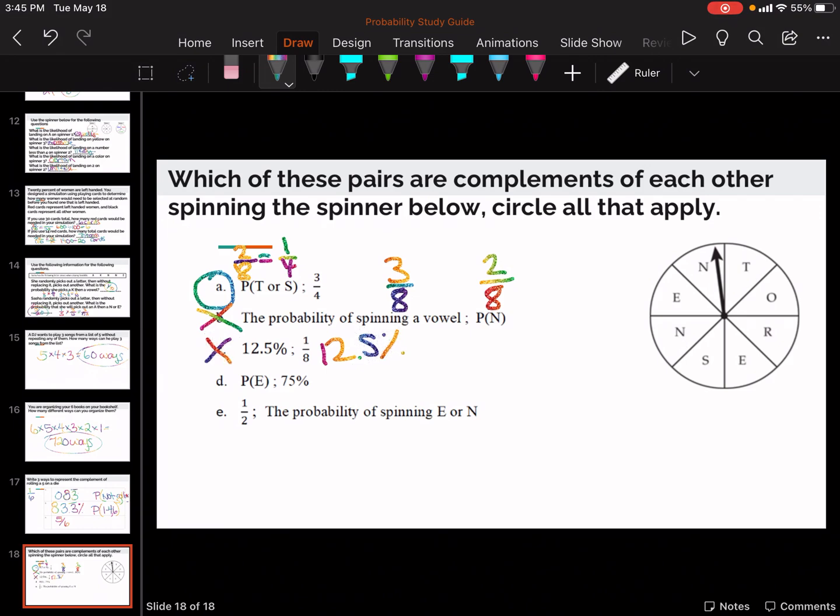The probability of getting an E is 1/4, which is 25%, which is a complement with 75%, so that is. Then the probability of getting an E or an N is 4 out of 8, which is 1/2. Its complement is 1/2, so that does work.